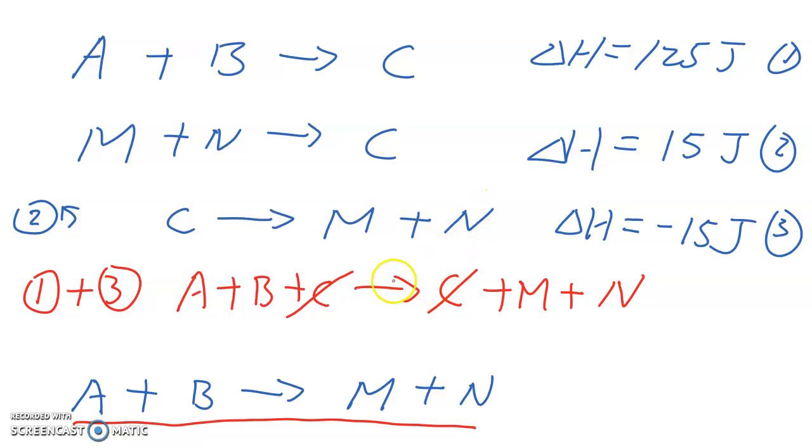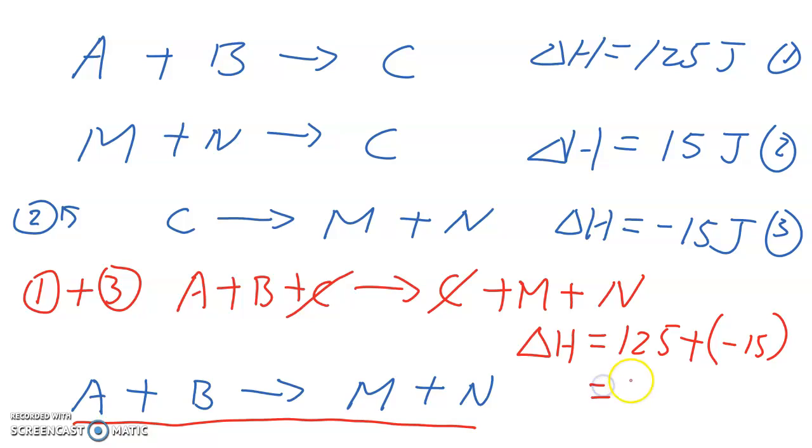What about the delta H? If 1 plus 3, then you also need to get the delta H from equation 1 and then plus the delta H from equation 3. So delta H for this new equation will be equal to 125 plus negative 15 joule. Okay, so that it is 110 joule.